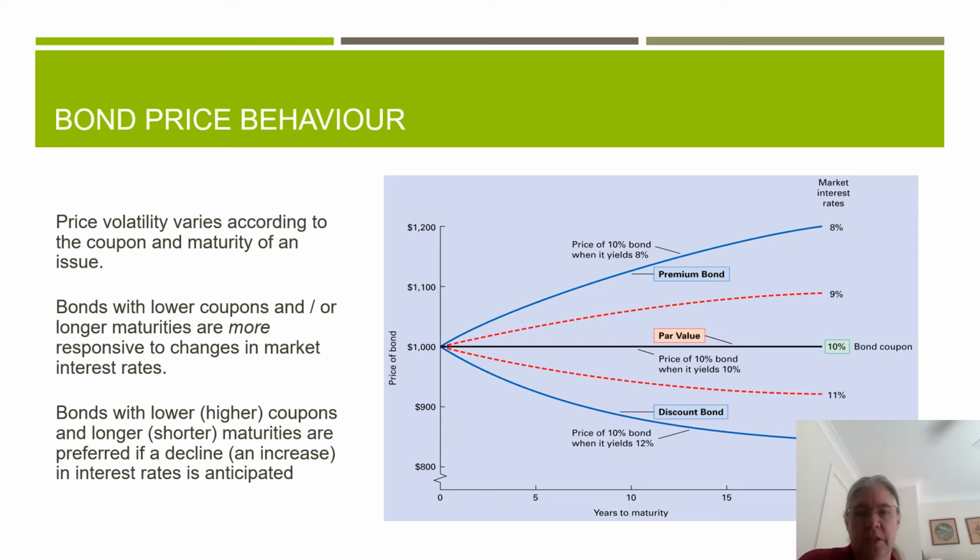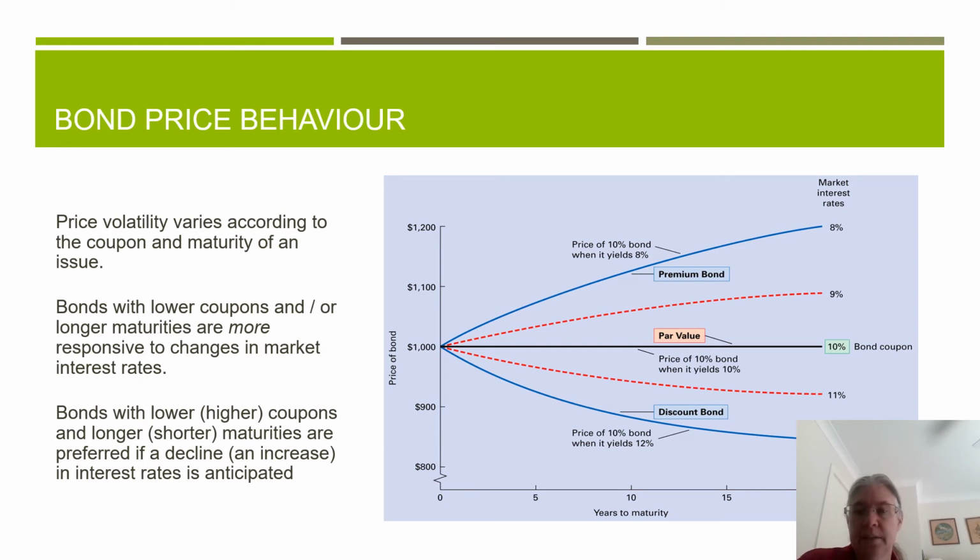Now let's have a look at this picture. Across the horizontal axis, we've got the number of years to maturity, and we've got the price of the bond. Across the middle is our par value, so a $1,000 bond. The bond is a 10% bond, and the market interest rate is 10%. So you can just see it's a straight line, a par value bond. Okay, now this bond is a 10% bond.